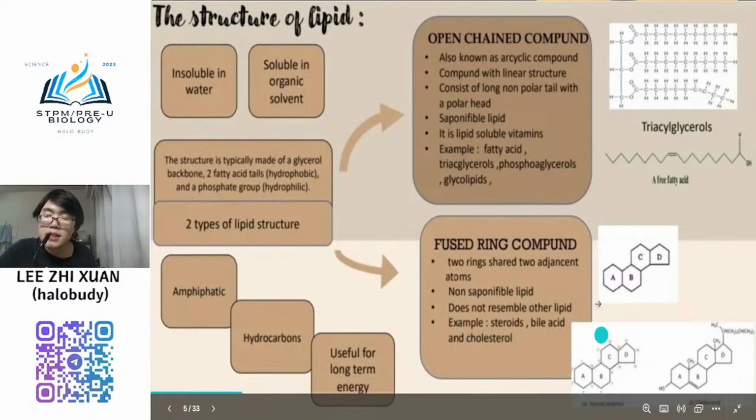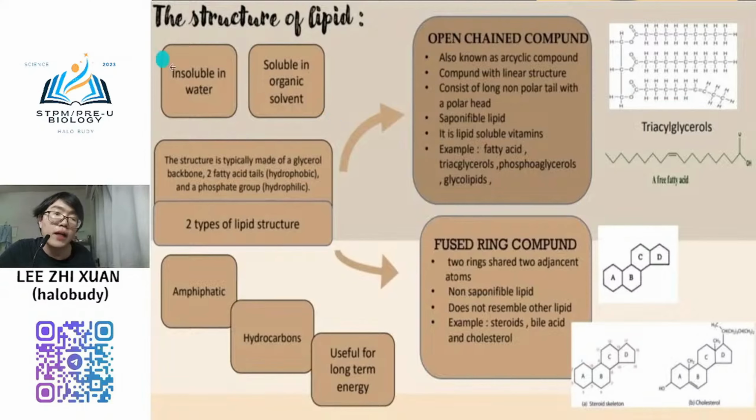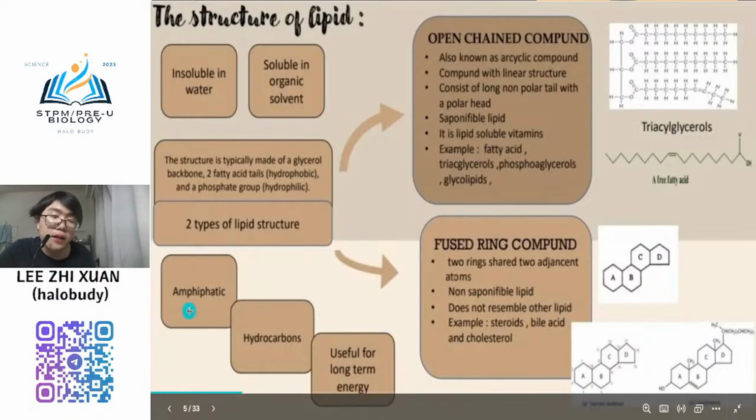You can see this in the cycloalkane, or benzene structure. Okay, benzene structure. So this one we call a fused ring compound. So normally the open chain one is insoluble in water and soluble in organic solvent, as mentioned before. And another one is amphiphilic hydrocarbon, and also useful for long-term energy.